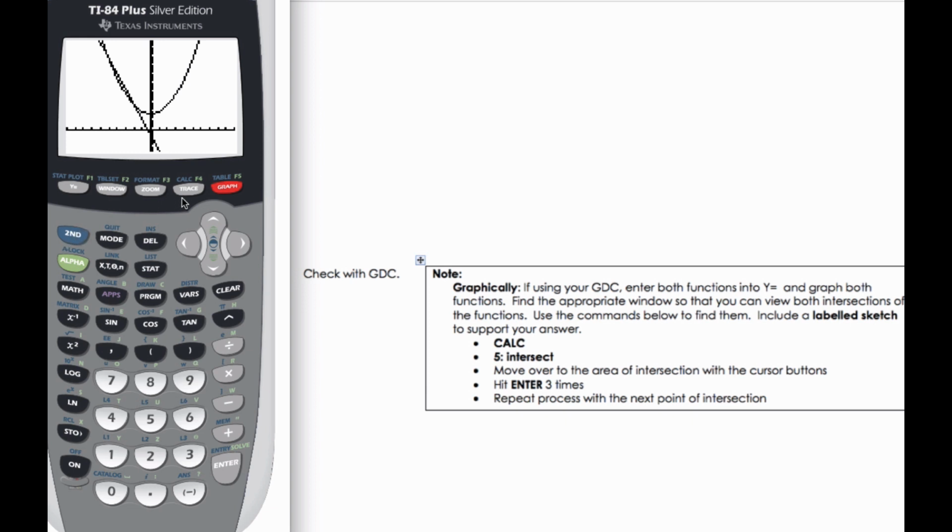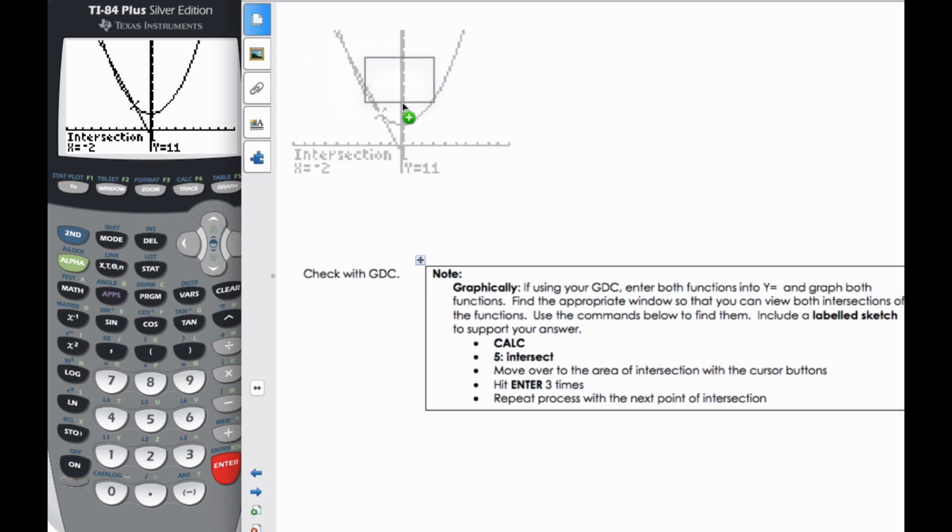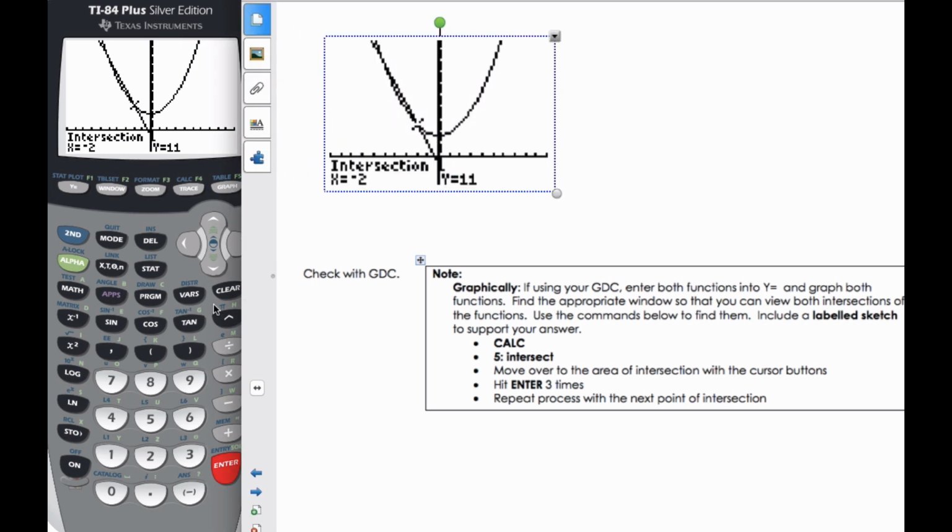So here's where I use this calculate menu. It's in blue here, a really important menu. So second, calculate. I'm going to look for an intersection, which is number 5. It's asking me for the first curve, and this is my first curve, so I'll hit enter. This is my second curve. It's talking about the second curve. I hit enter, and I'm going to hit enter on the guess. And so then I can see my first answer is negative 2, 11.